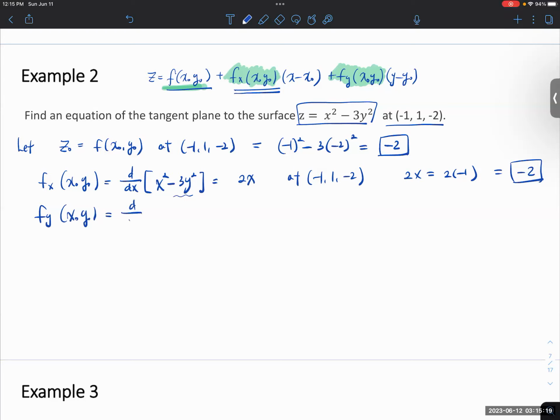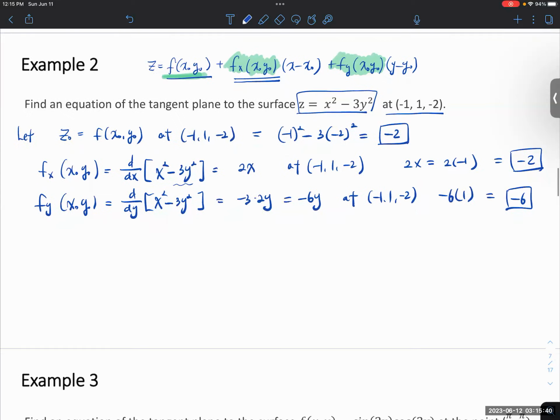So d over dy of x squared minus 3y squared. Now in this case, x is a constant. So negative 3 times 2y, which is negative 6y, at (negative 1, 1, negative 2). So negative 6 times 1 is negative 6. So we have that information.